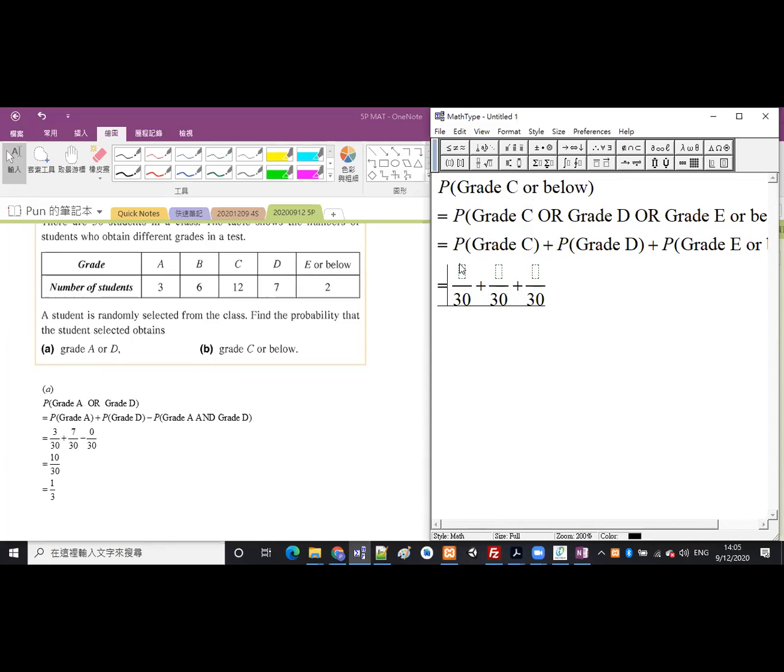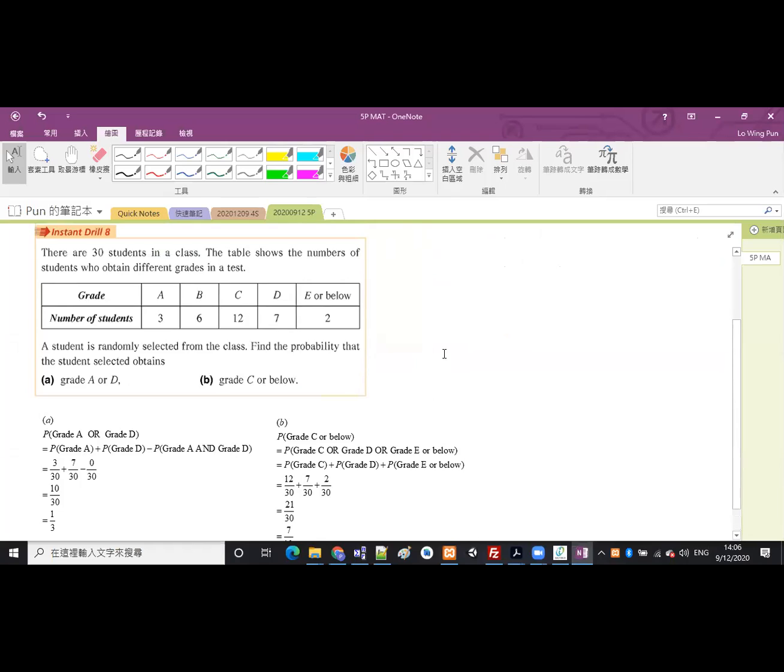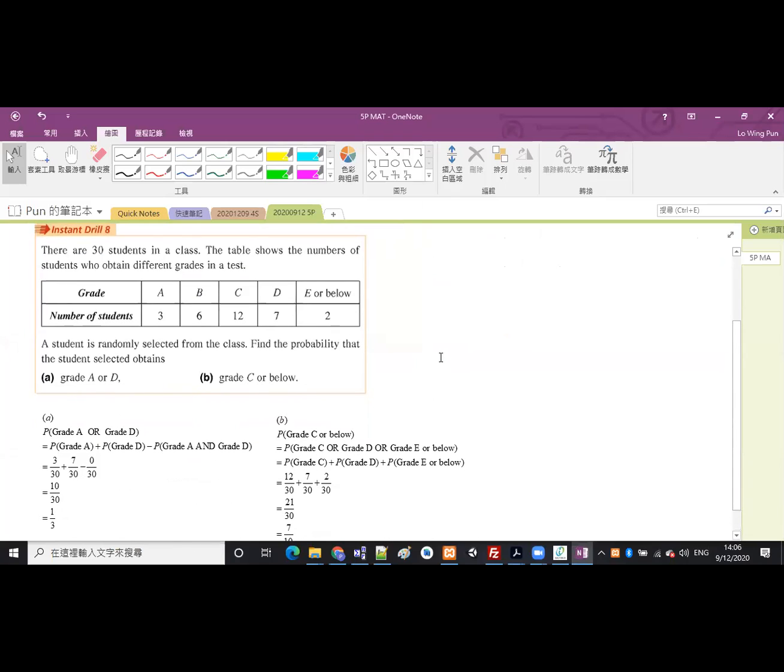The first one is the probability of getting grade C. There are 12 students getting grade C, and then grade D will be 7, and then grade E or below will be just 2. We just add the 3 fractions together, and you'll get 21 over 30. Simplifying the fraction, you'll get 7 over 10. So that is the answer for part B. Can you get this?